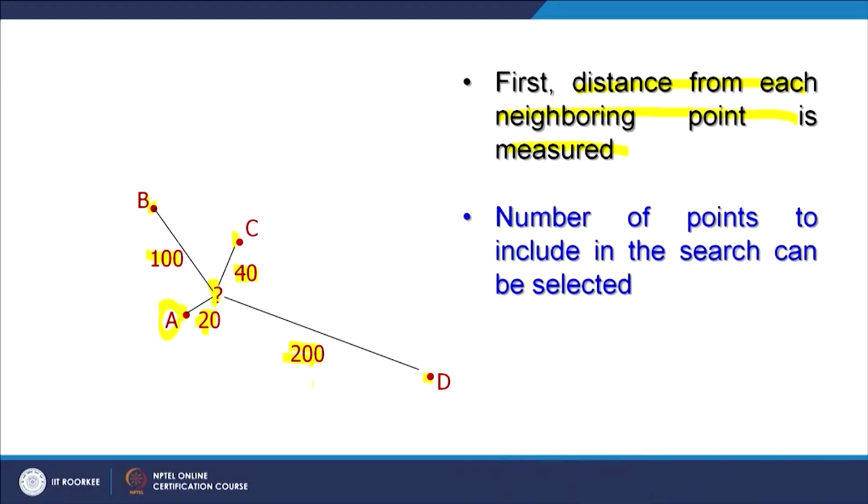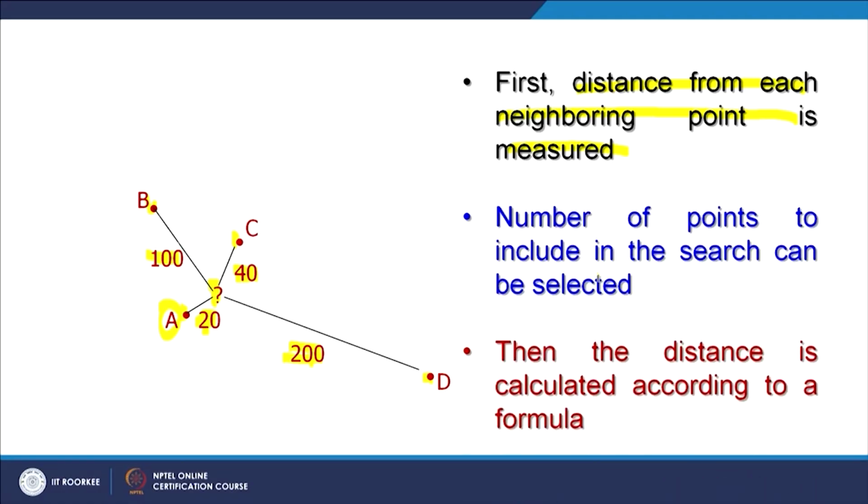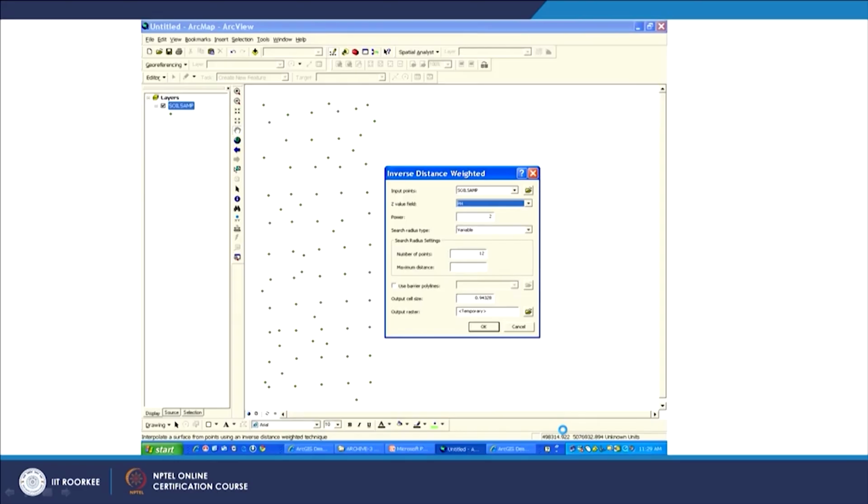Now, the number of points to include in the search can be selected either in the form of a number of points or in the form of a radius of a circle. We will see some examples also. Then the distance is calculated according to the formula. And how are these options available?